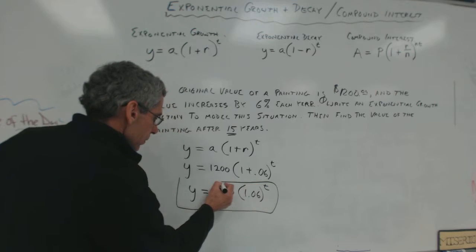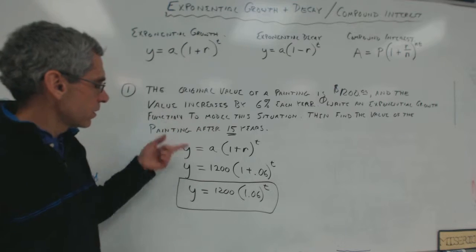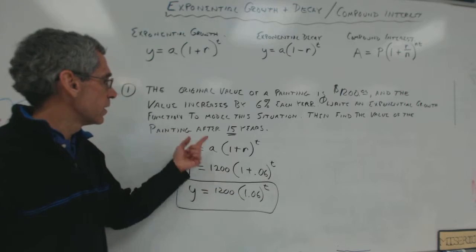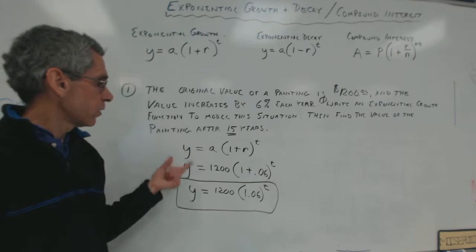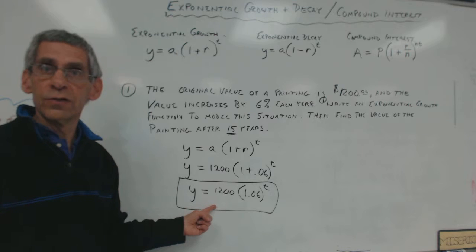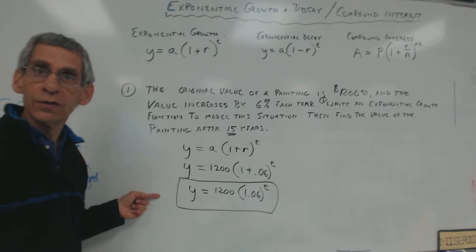Wouldn't it be to the 15? No, I just said, this is the function to model the situation. I haven't gotten to the 15 years yet. Because I could use this for any number of years. Do you know what I mean? This is useful now for any number of years.